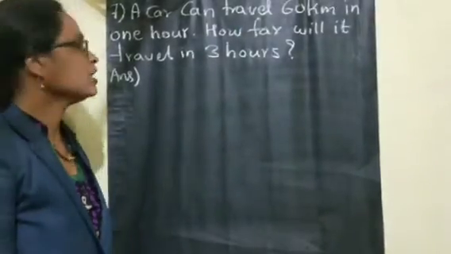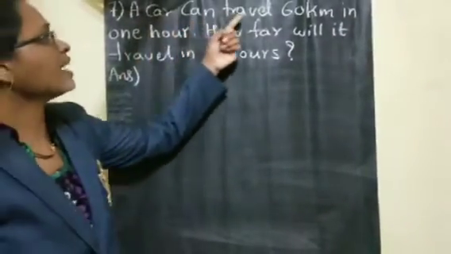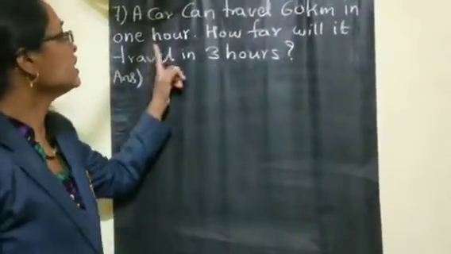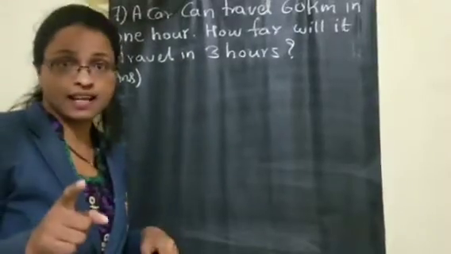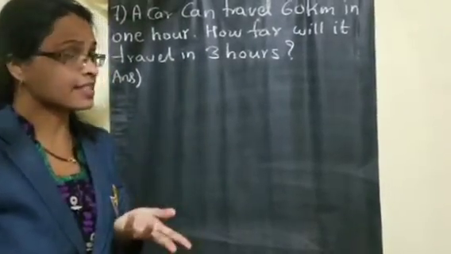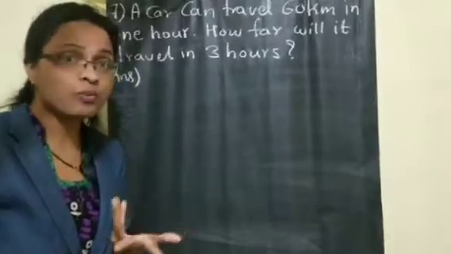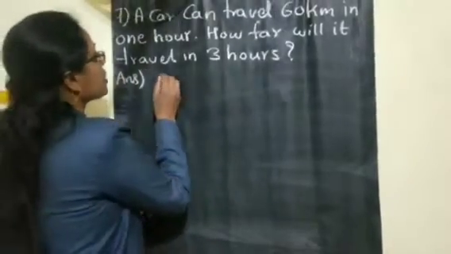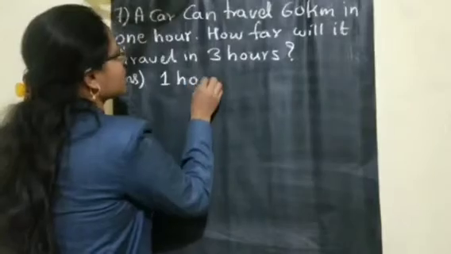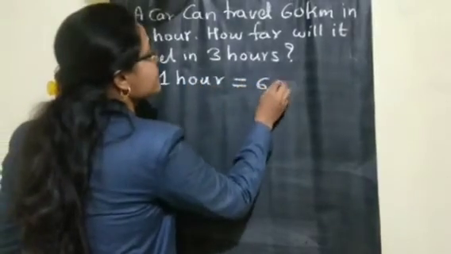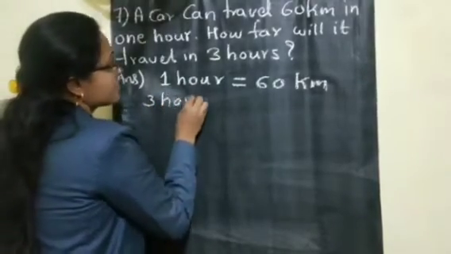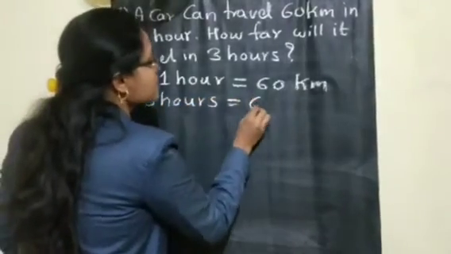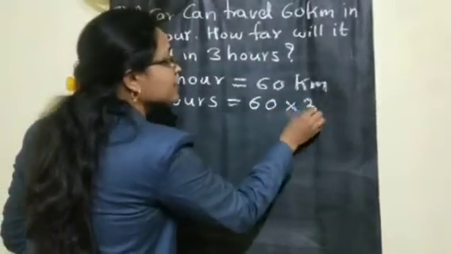So let us start. So children, here is our example. A car can travel 60 km in 1 hour. How far will it travel in 3 hours? In 1 hour, 60 km. In 3 hours, how many kilometers? So, 1 hour is equal to 60 kilometers. 3 hours is equal to 60 multiplied by 3.